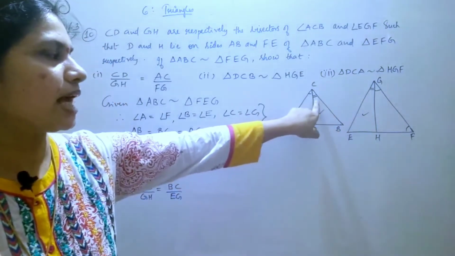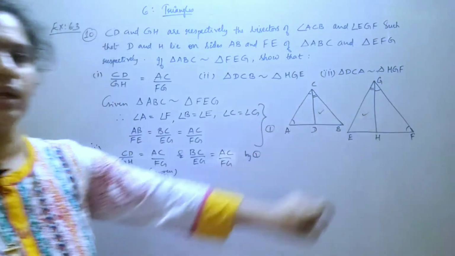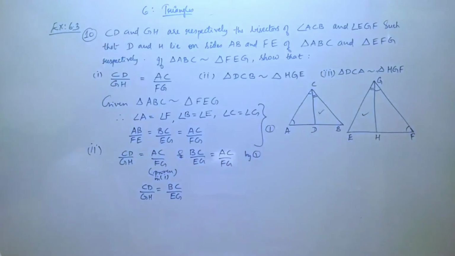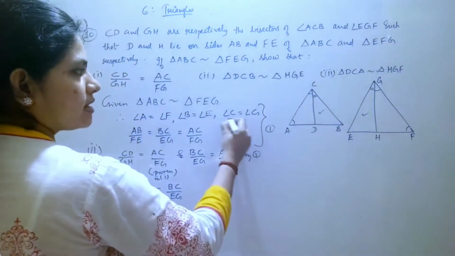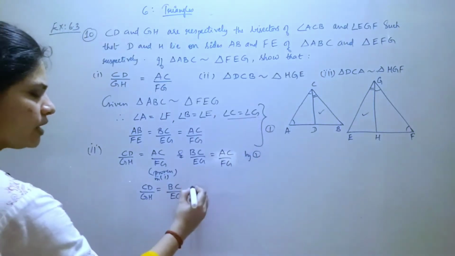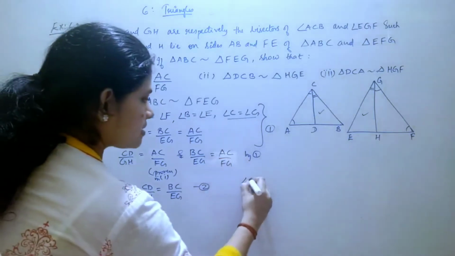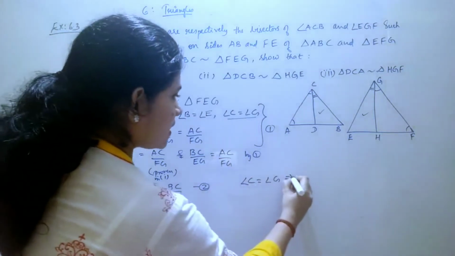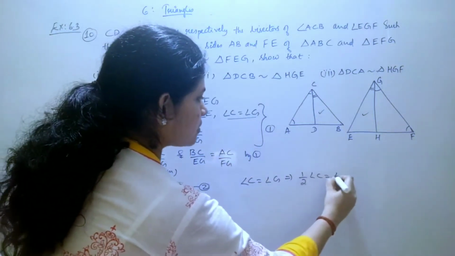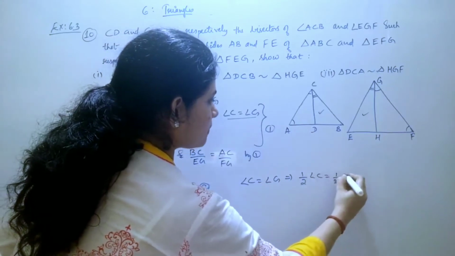That means if you are able to show the in-between angle is equal, then you can use your SAS similarity. And that is possible because you have angle C is equal to angle G. So this is your equation number 2. Now we have angle C is equal to angle G, which will give you half of angle C is equal to half of angle G.